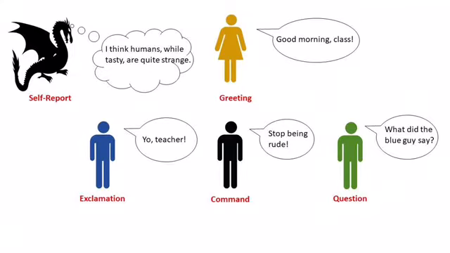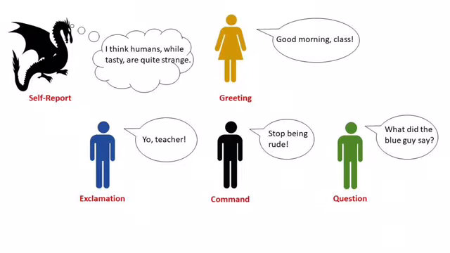Now, the fellow dressed in black says, "Stop being rude." He knows the guy sitting next to him is not being very nice, and so he issues him a command. That's a sentence, but it's not a declarative sentence. It doesn't have truth value, and therefore it can't be a proposition. And finally, the student over there in green, maybe he was getting his materials out and wasn't paying a whole lot of attention, and he looks up and he says, "What did the blue guy say?" Well, that's a question. It's a type of sentence, but it's not declarative, and it does not have truth value. So it can't be a proposition.